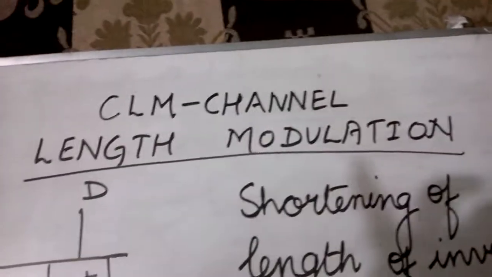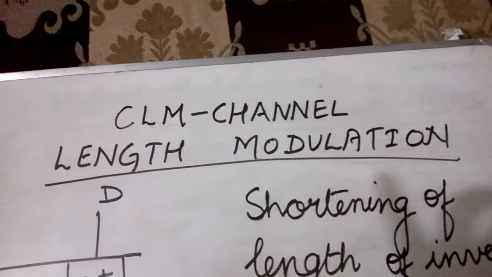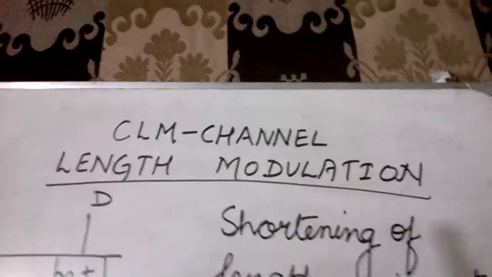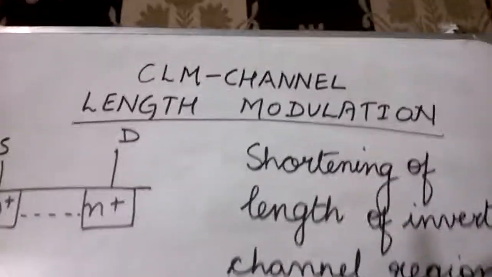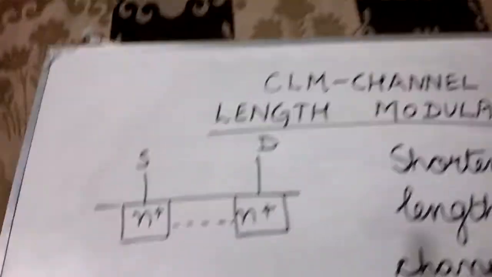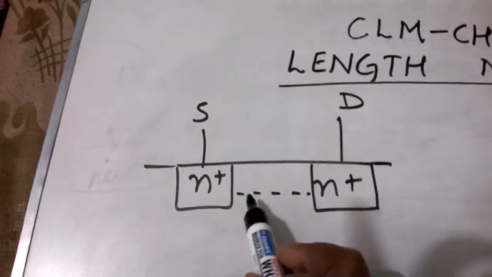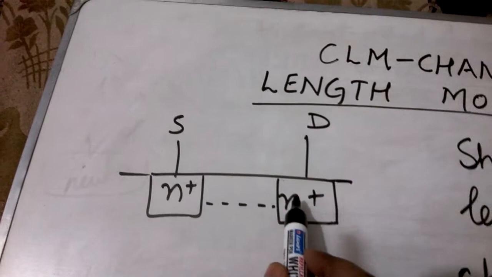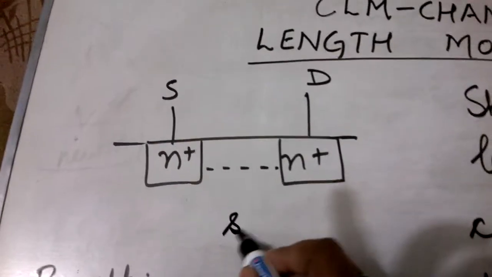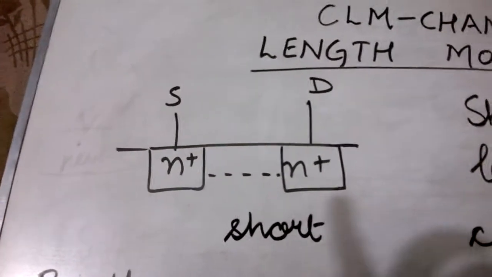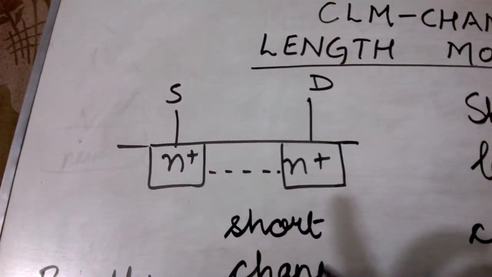Now, our topic of discussion is the channel length modulation. That means there is a change in the length of the channel. Now, when will this change of length occur? There will be two conditions. When the distance between the source and drain will be very less, that is known as the short channel effect.